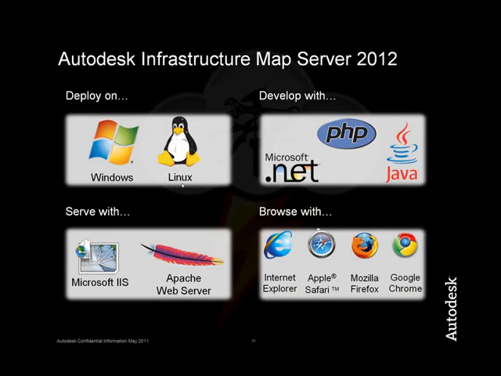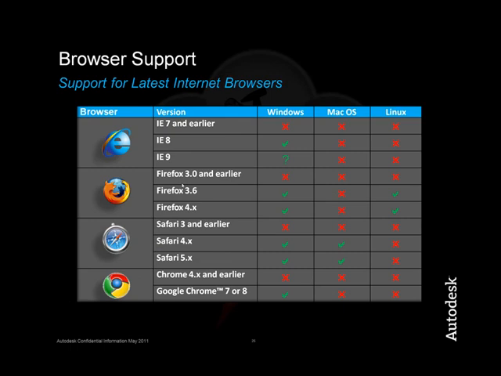I think you must be familiar with this graph. As a cross-platform product, MapGuide can be deployed on Windows and Linux, developed with .NET, PHP, and Java, served with Microsoft IIS or Apache Web Server, and browsed with the most commonly used browsers. And the Autodesk Infrastructure Map Server supports the latest browsers.